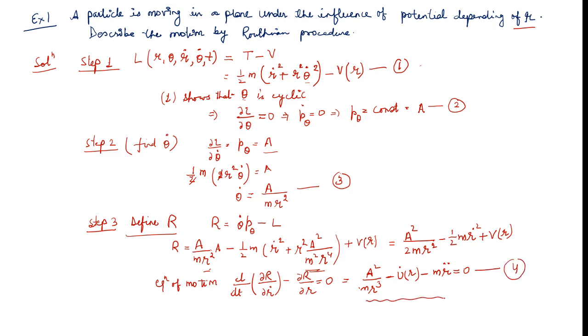You have this equation in terms of r double dot, and the other equation in terms of theta dot. These are the equations of motion. Solve these and you can find the path. So 3 and 4 are the equations of motion. In this way you can find the solution of any dynamical system, and if that system contains cyclic coordinates, then it is easy to use the Routhian procedure.